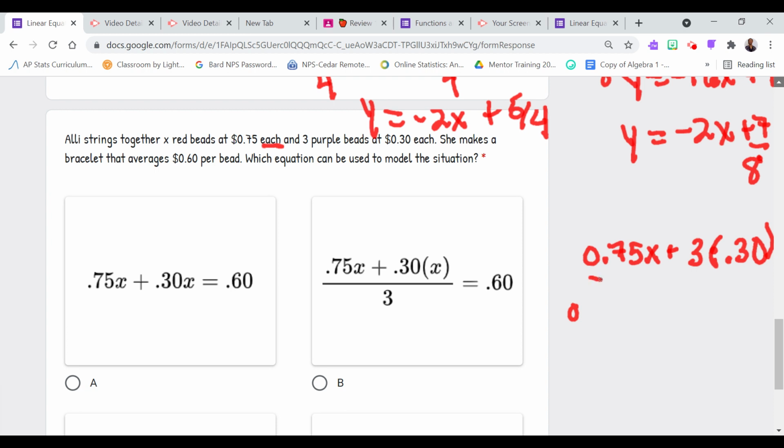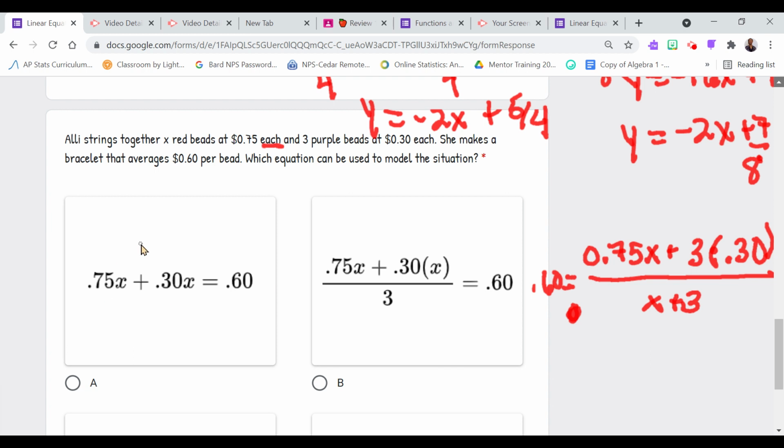I'm not going to rewrite it. And we need to divide it by the total number of items. So the total number of beads would be x plus 3. And they said that that average, that's how you find the average, is equal to 0.60. So I'm going to go through and see which of these is as close as possible to what I have.